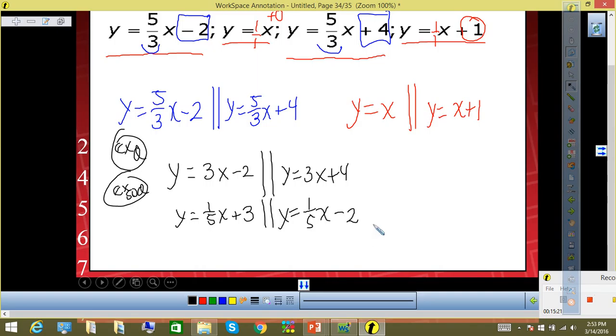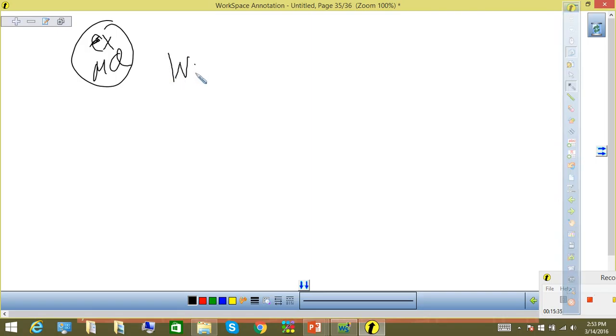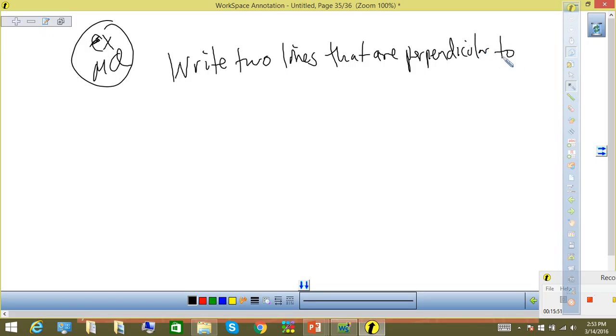Okay. Write this down. Example, mega Q. Write two lines that are perpendicular to one another.